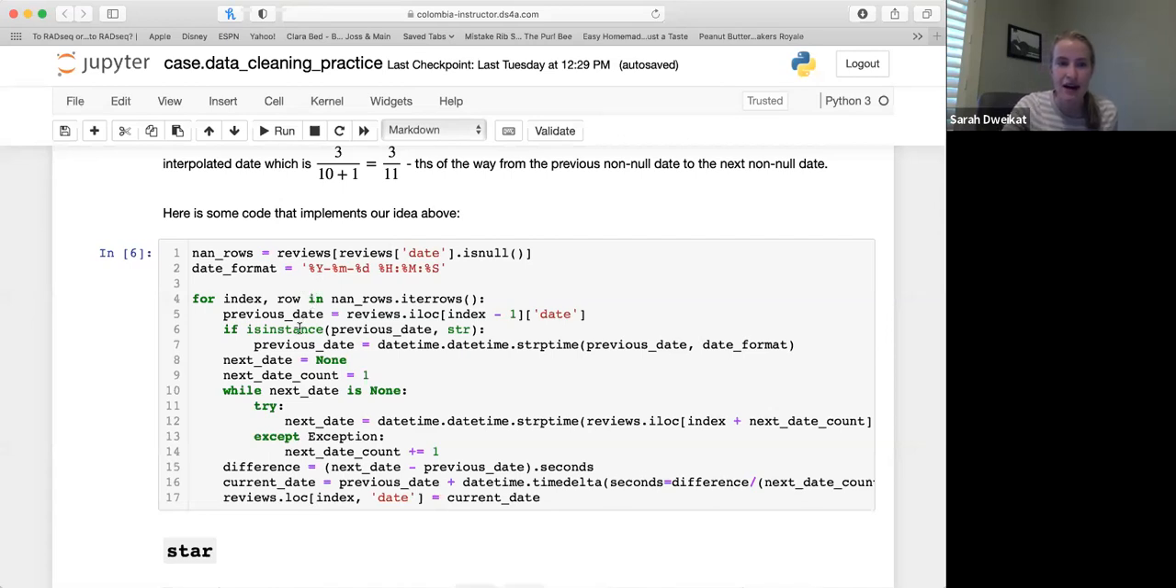And then next, we're looking for the next available date. So if we have that block of 10 or that block of 5, we have defined what the previous date should be.